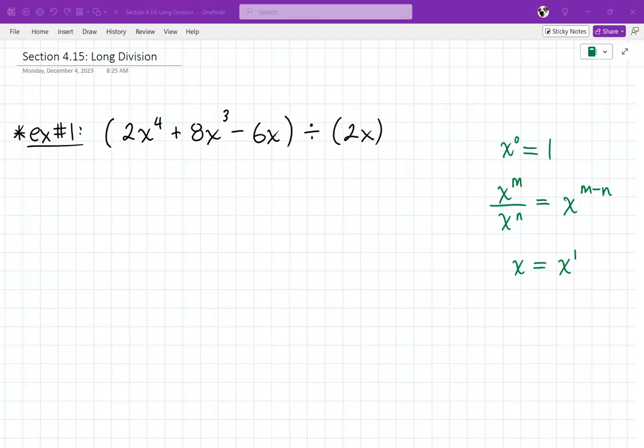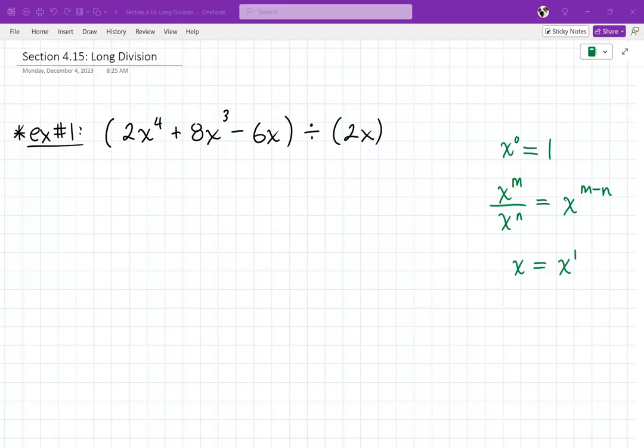Now, some people like to consider these the easier ones. I actually think they're the harder ones. But, you know, my brain is a little different than yours. So maybe you might see these as being a little bit easier. But all they want us to do is to get the expression 2x to the 4th plus 8x cubed minus 6x and divide that by 2x.